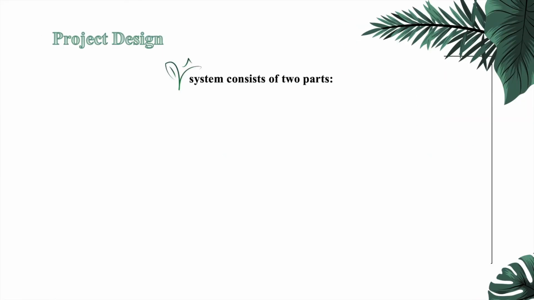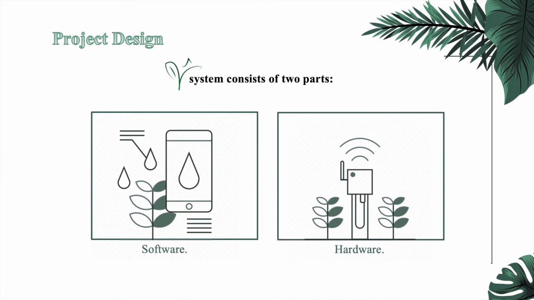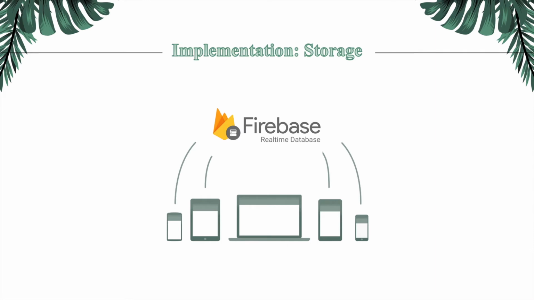The Shatlah system consists of two parts, software and hardware. The software part was developed with Flutter using the Dart programming language. We use Flutter since it makes cross-platform app development possible without compromising on quality. The hardware part consists of NodeMCU, temperature sensor, soil moisture sensor, water sensor, LED light, and breadboard. As a back-end service, we utilized the Google Firebase real-time database.